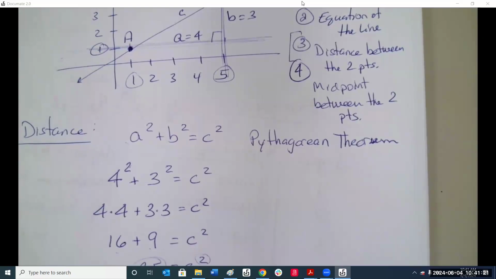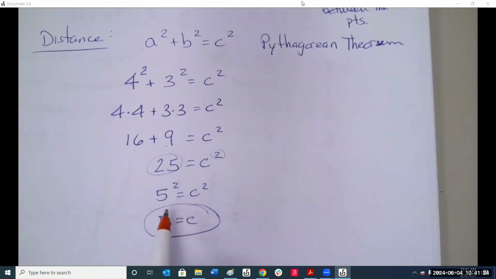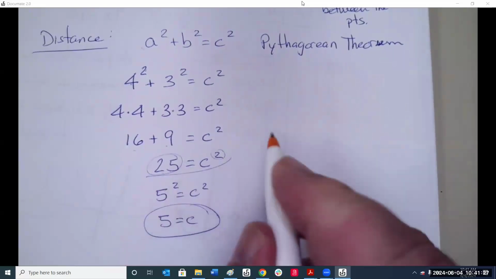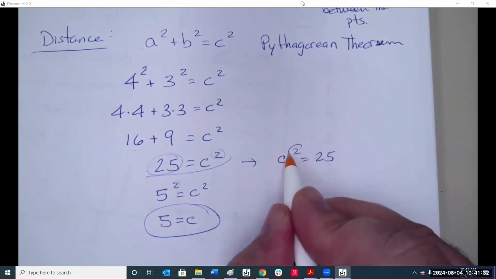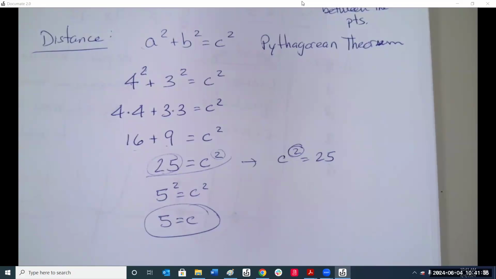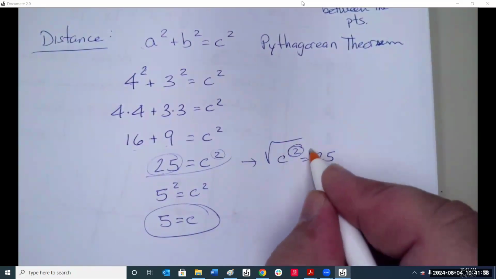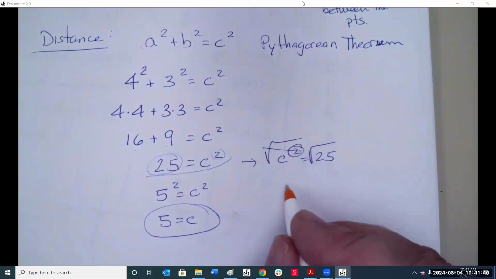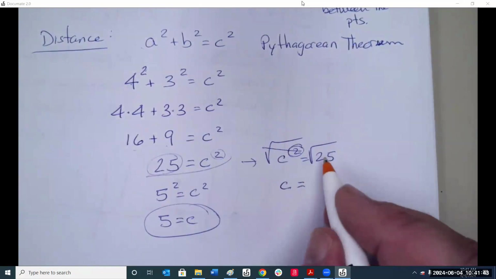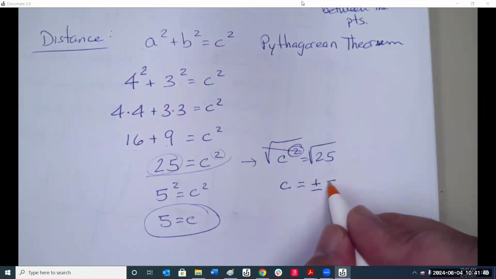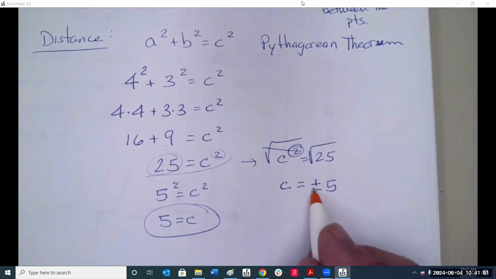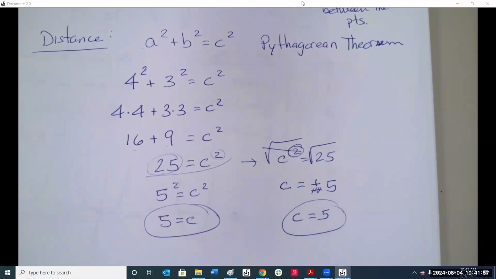That's what I was going to get to in a second. So here we could have done this. We said that C squared equals 25. We have to get rid of the square. What's the opposite of square? Square root. So the square and square root, since they're opposites, cancel. Plus or minus, what's the square root of 25? And since we cannot have a negative distance, C is 5. So the distance between A and B is 5 units.